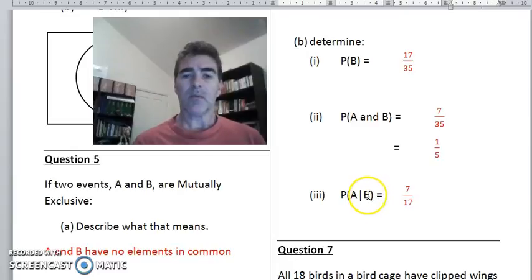And if we scroll down, we have a look at the probability of A given B. Well, remember B has happened, so there's 17 in B, and those that are also in A, there's 7 out of those 17. So those that are in B, there's 17 in B altogether. Those that are in A as well as B, there's only 7 that are common in those.